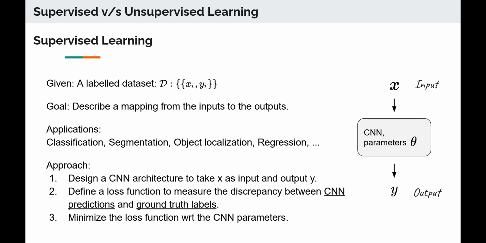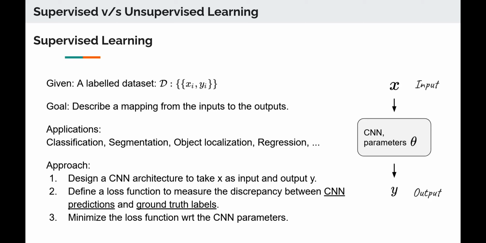As a first step, we need to design a CNN architecture that takes X as input and outputs Y. This basically means we have to plug and play. We have to select the building blocks that we know, for example, convolutional layers, max pooling layers, upsampling layers, and so on. So we have to select what combination of these layers we want to plug together to describe a mapping from X to Y. Okay, so that's the first step. That is called the CNN architecture.